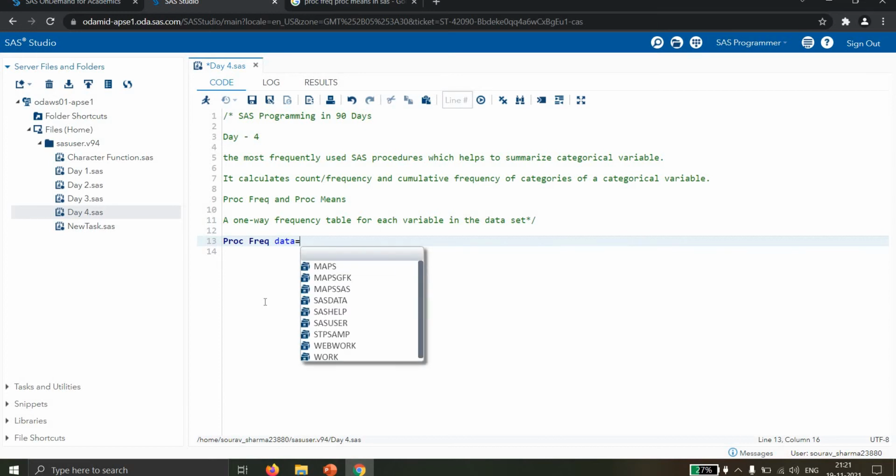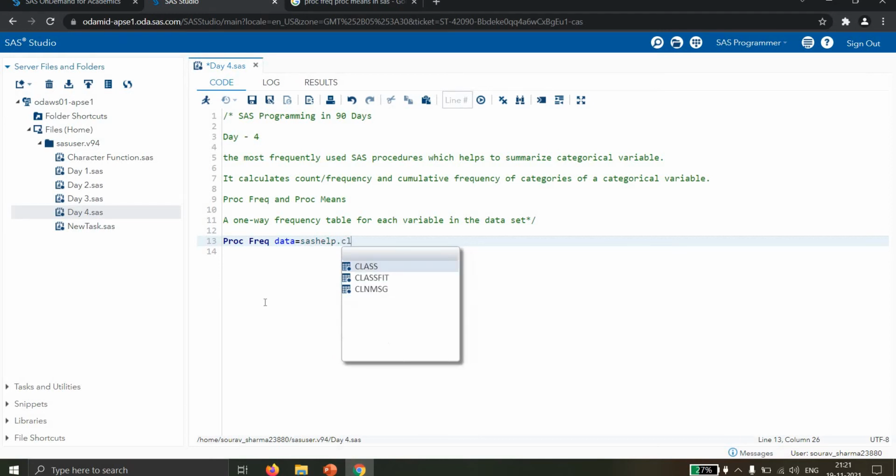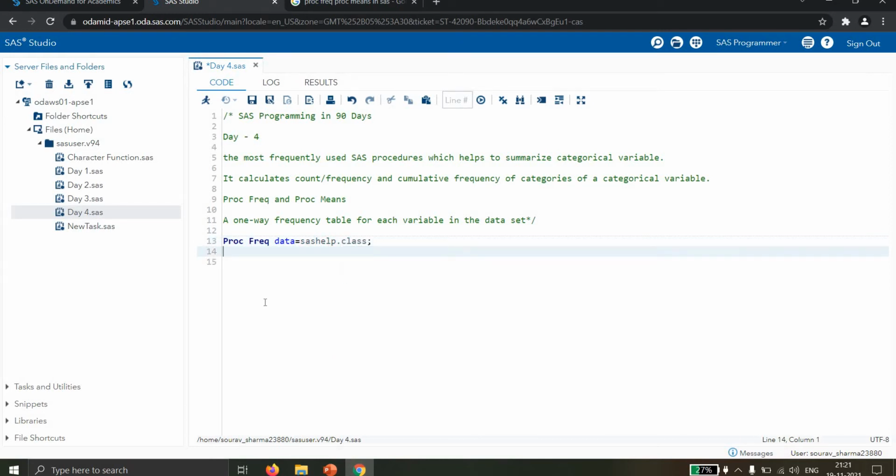Let's suppose I'm extracting my data from SASHELP, and I'm taking the class dataset. Then the run statement. So if I execute only this step, I have given the data name, sashelp.class, and I write it, then I run it.